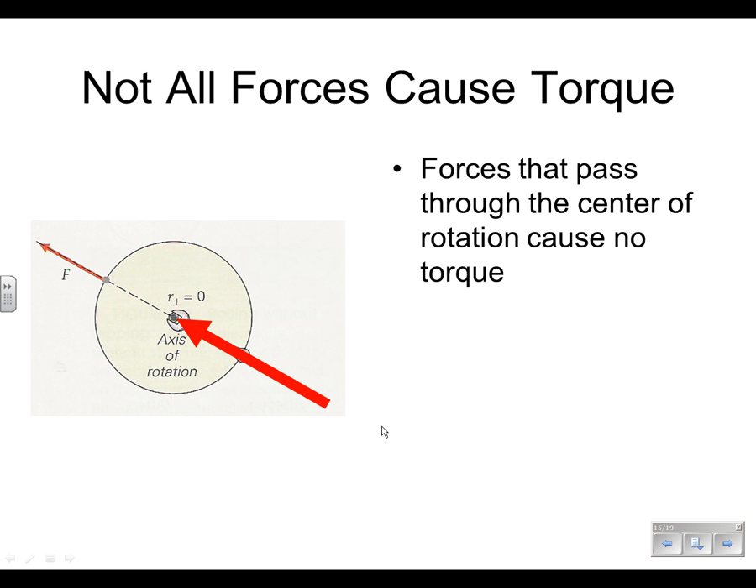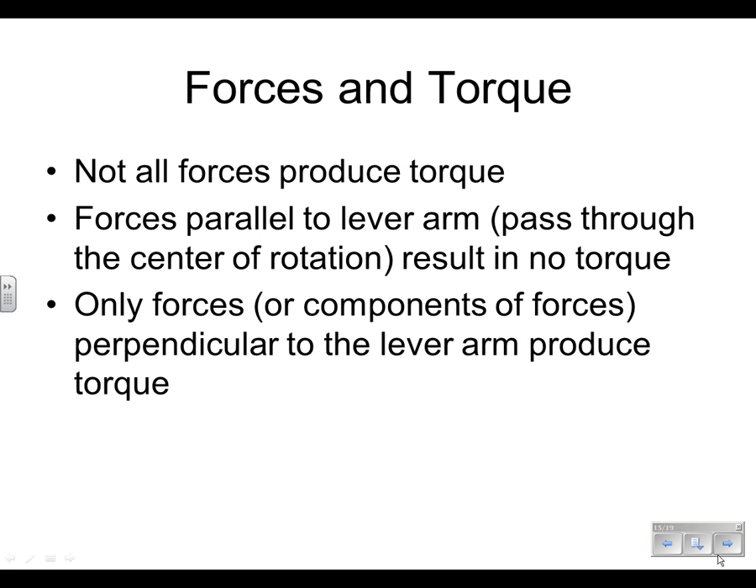Therefore, the lever arm, which is the distance from the center to where the force is applied, ends up being 0. And we get nothing out of that force. So forces that pass through the center of rotation will not cause torque. And then it really wouldn't be complete unless we had a discussion of component vectors. So only forces or components of forces perpendicular to the lever arm will produce torque.